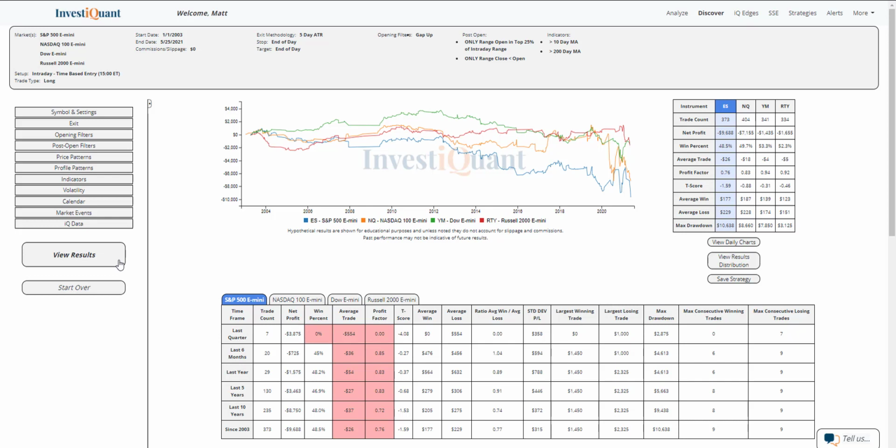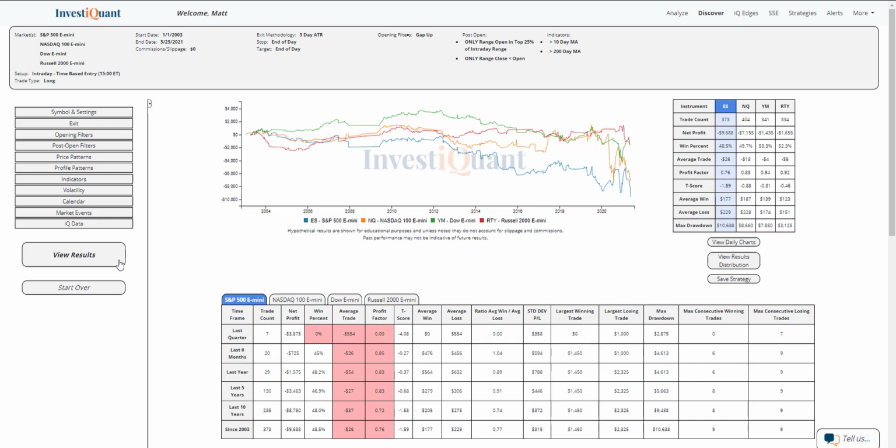If we look at the average win to average loss, you'll notice the average loss is larger than the average win for all four of these instruments. So for the S&P, you can see the average loss coming in there at 229 versus 177 for the average win. For the NASDAQ, that average loss is larger as well. That is also true for the Dow and for the Russell.